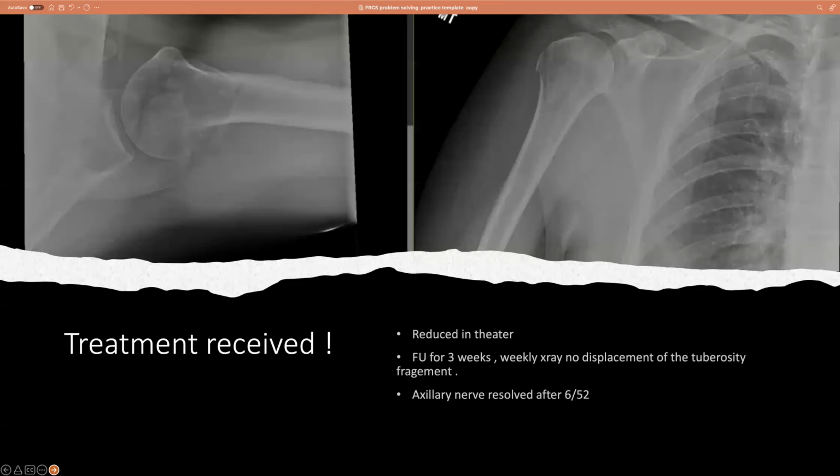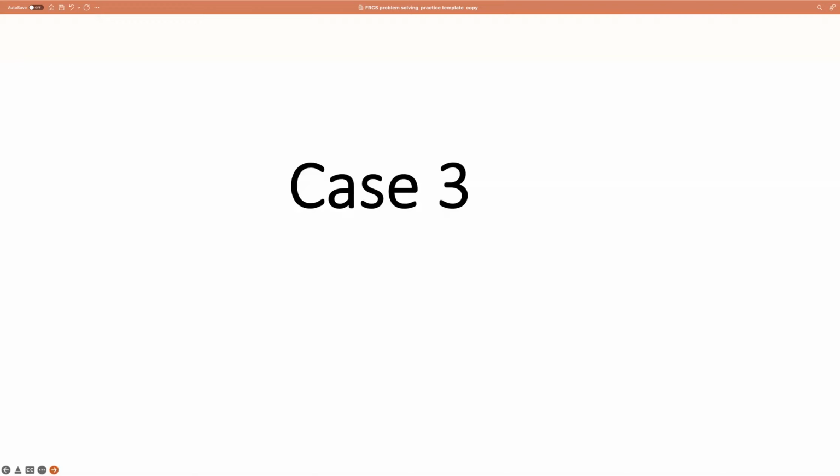Treatment received. Patient had reduction in theater. Stability confirmed under II. She had a follow-up for 3 weeks with weekly X-ray on arrival. Doesn't show any displacement of the tuberosity fragment. Her axillary nerve symptom resolved after 6 weeks. Case 3.